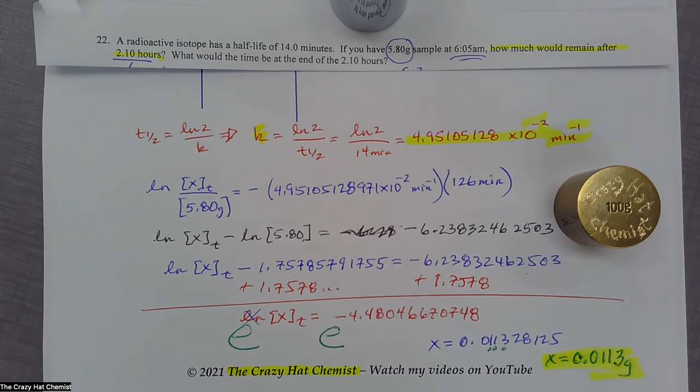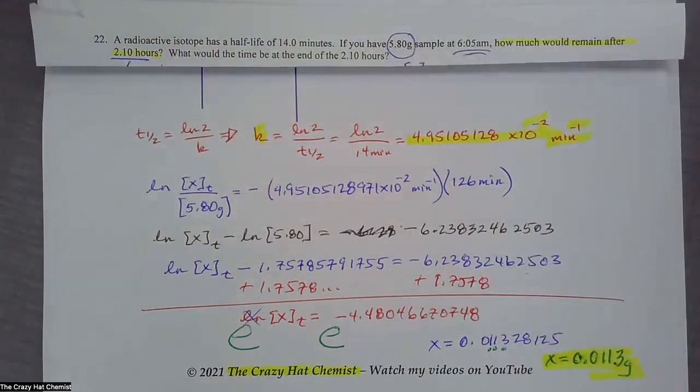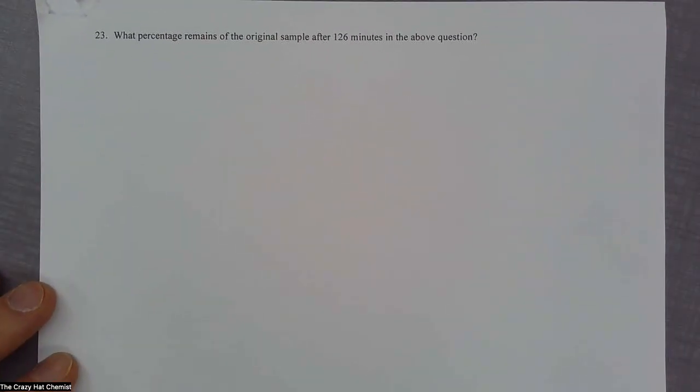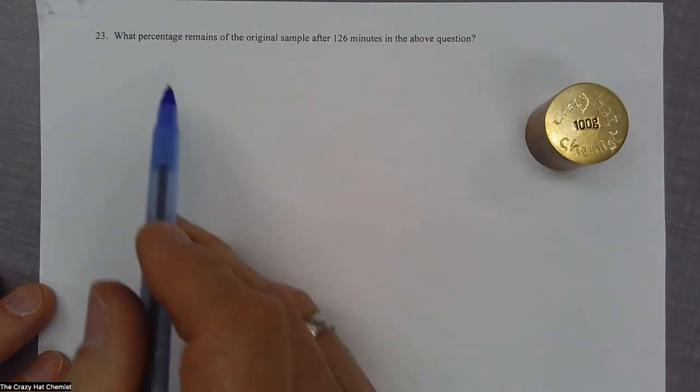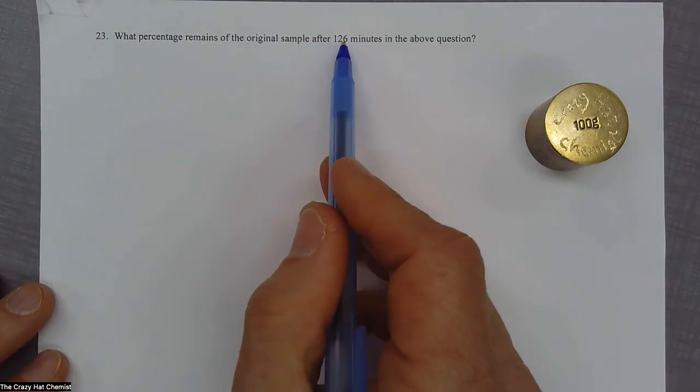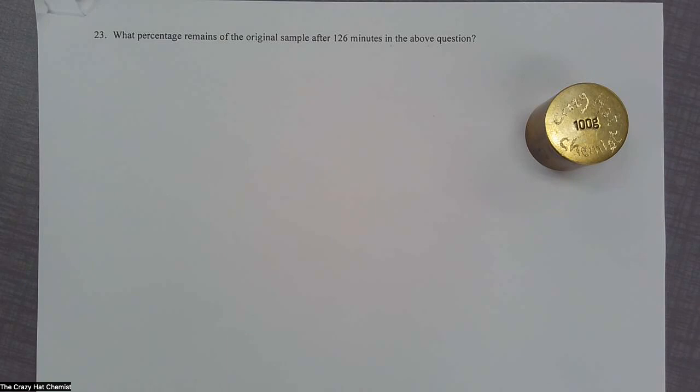All right. So here we go. We're going to move on to problem number 23. Okay, so 23 is we want to get the percentage. We're actually looking at problem 22, but it says, let's see here. Here we go. Problem 23 says, what percentage remains of the original sample after 126 minutes in the above question? So that was problem 22. So what we're going to do is pull out what we had worked on before with the previous one, and then we can entertain that answer.